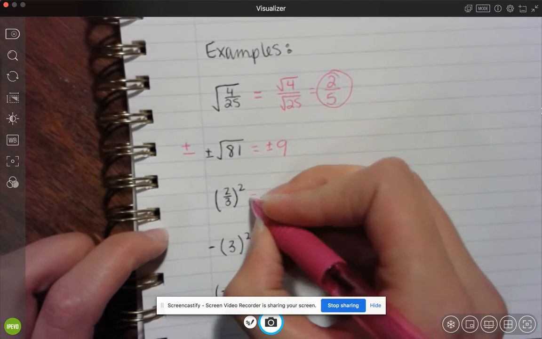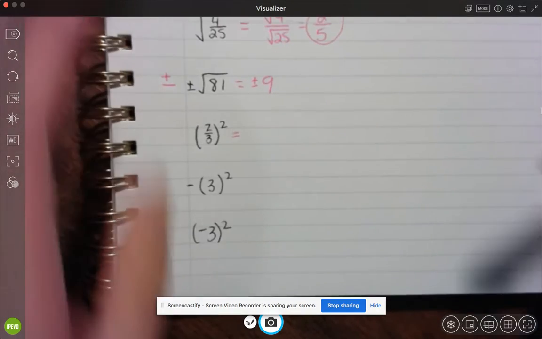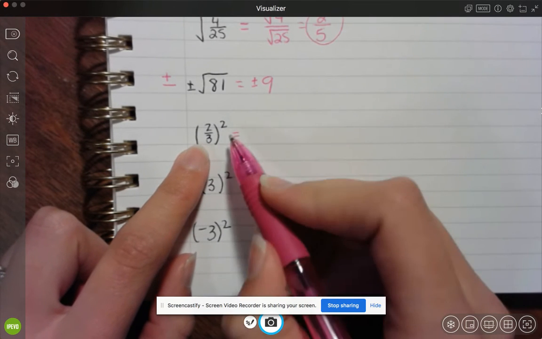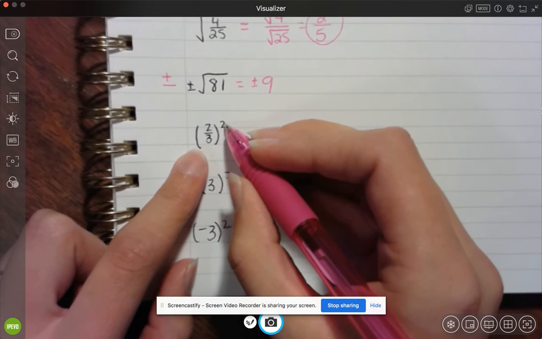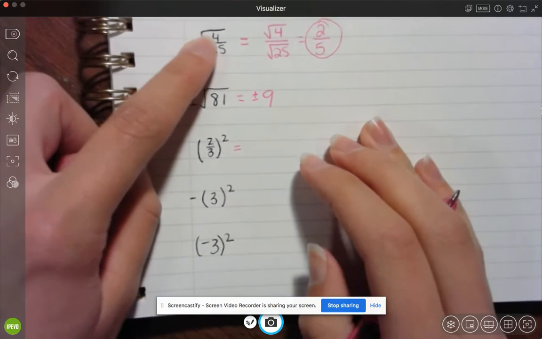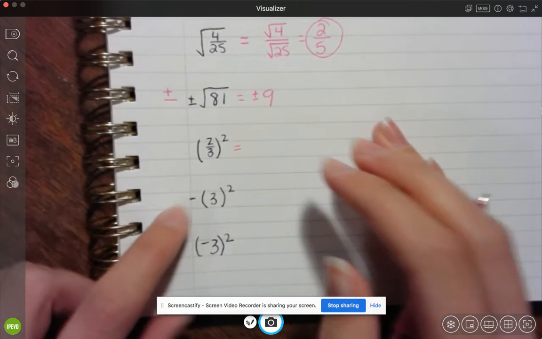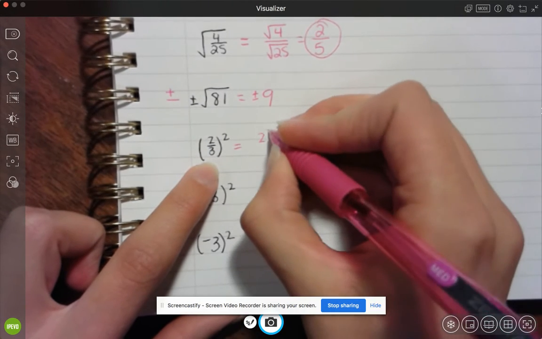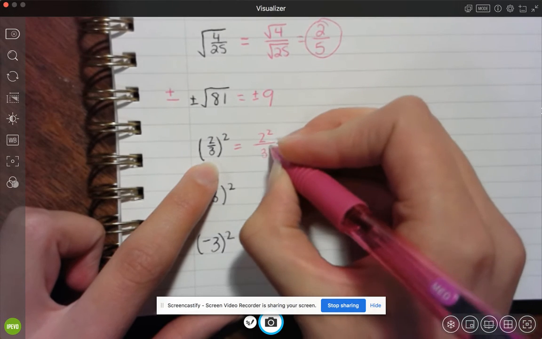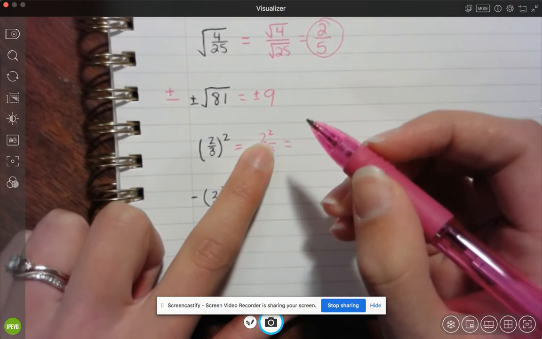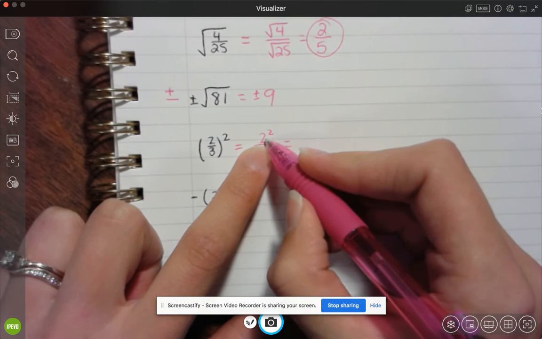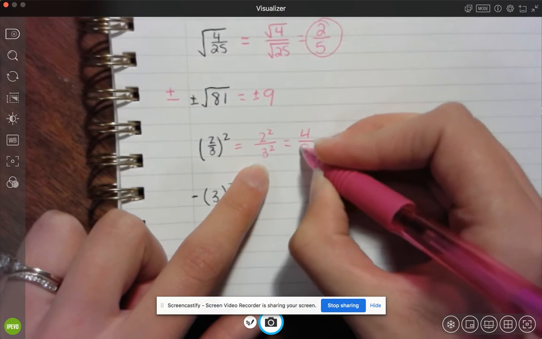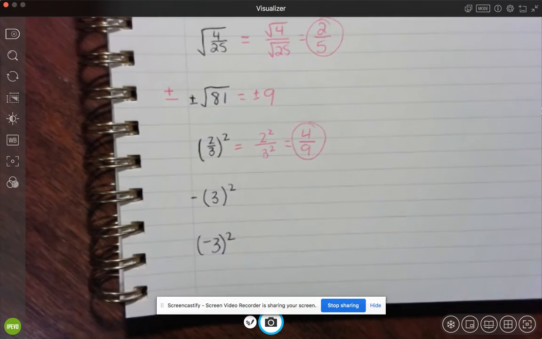This next one, now we have something squared. I have 2 over 3 squared. So this squared actually, just like this one up here, where it got applied to the top and the bottom, this gets applied to the top and the bottom. So I'm doing 2 squared over 3 squared. Well, 2 squared means I multiply 2 by itself twice, so 2 times 2 is 4. 3 squared, I do 3 times 3 and get 9. And that would be my answer.